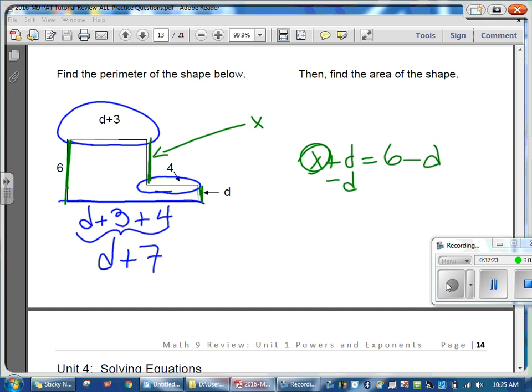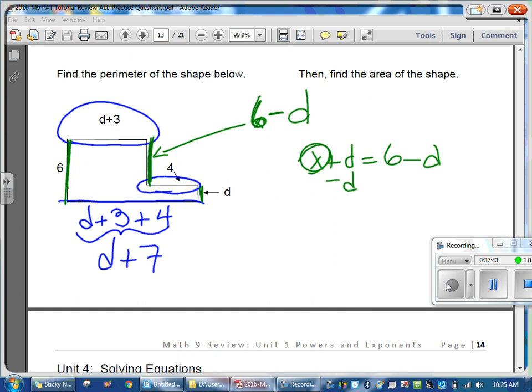Okay, now we've got all our measurements. Okay, I'm going to relabel. I'm going to erase those lines and relabel with the correct measurements. Okay? So this one is going to be 6 minus d, and this guy is d plus 7.